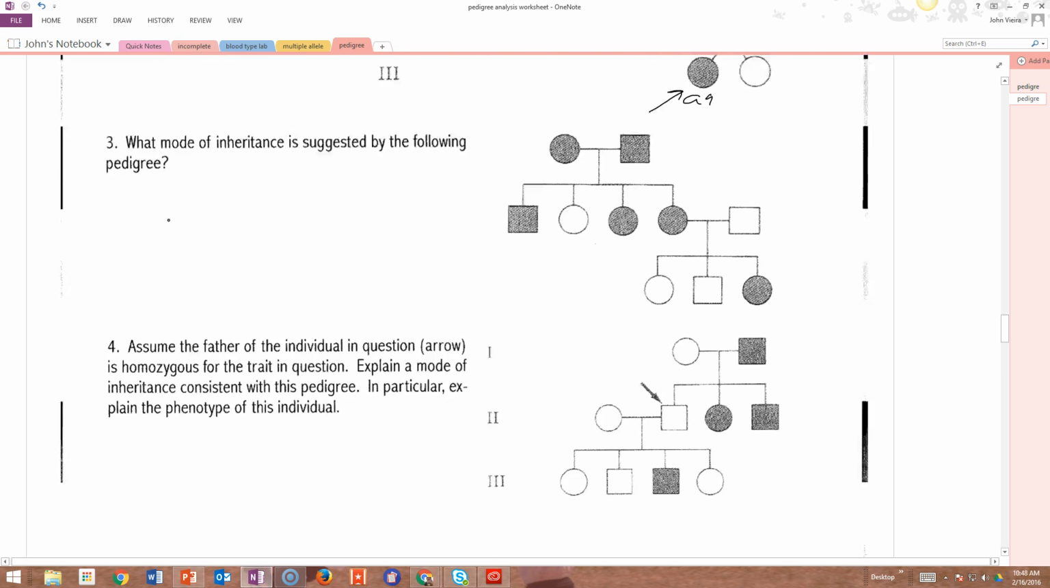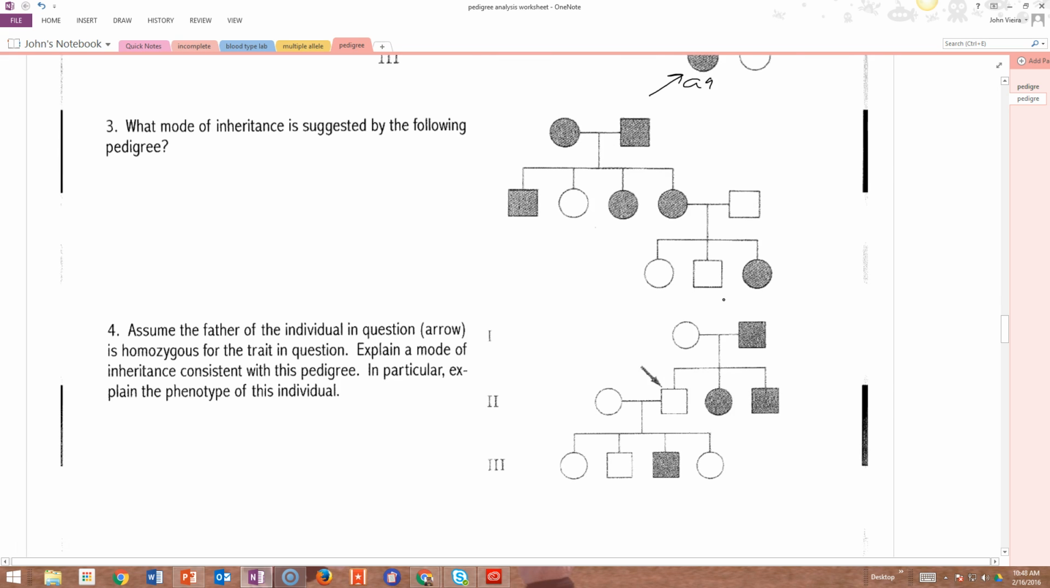All right, let's look at this one. Do we have a condition where a child does not exhibit what both parents exhibit? Juan, do we?